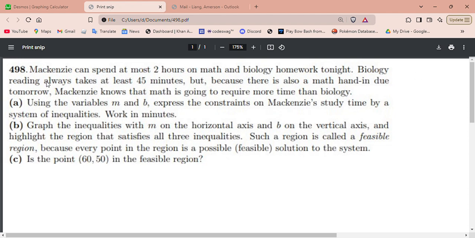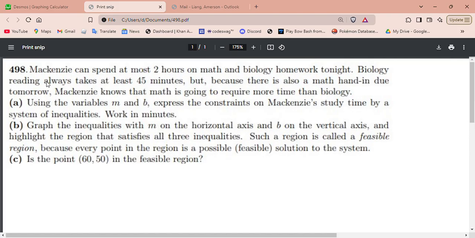Hi, my name is Amerson, and today I will be presenting my math project about finding a feasible region through question 498. To begin, I'll explain question 498 and use it as an example of how to find a feasible region. I'll read out the question.